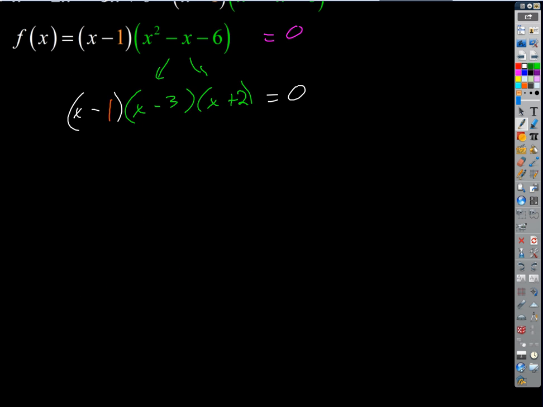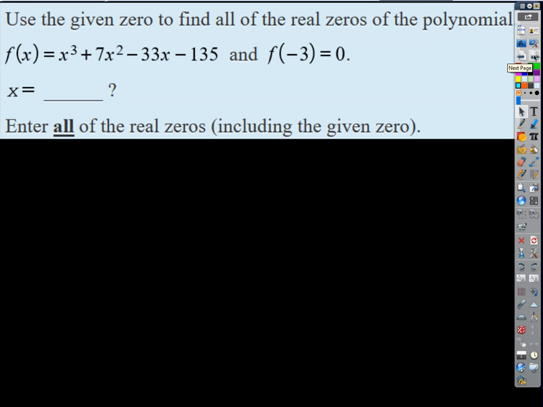Okay, and we get x equals 1, x equals 3, x equals negative 2. So I found the other zeros, didn't I? Okay, get the idea. So what would my strategy be there? Divide by x plus 3, right?